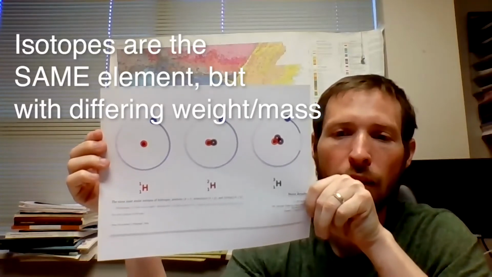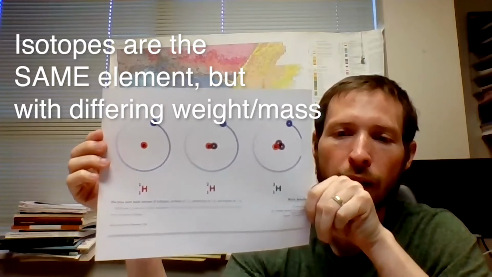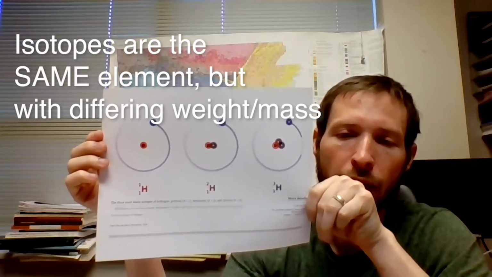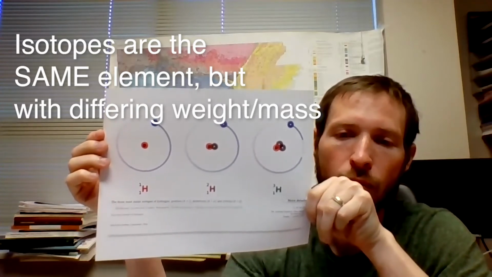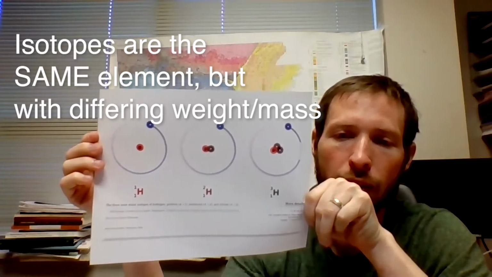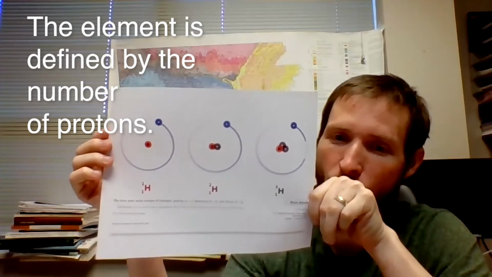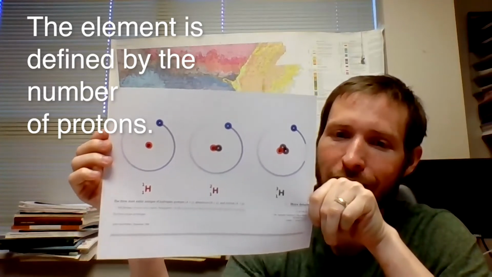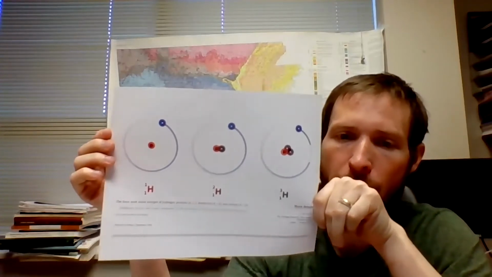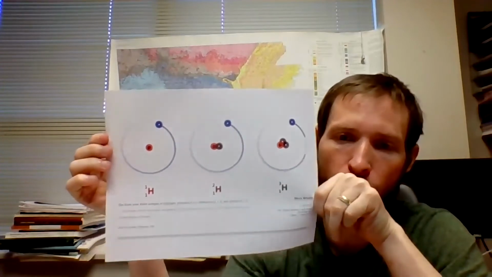It's essentially the same element in the periodic table that weighs different amounts because of the number of neutrons and protons in the isotope. The element is defined by the number of protons. See how all 3 of these are hydrogen because each has 1 proton, okay? And then what makes it a different isotope is the number of neutrons that are there, okay? So that's what an isotope is.